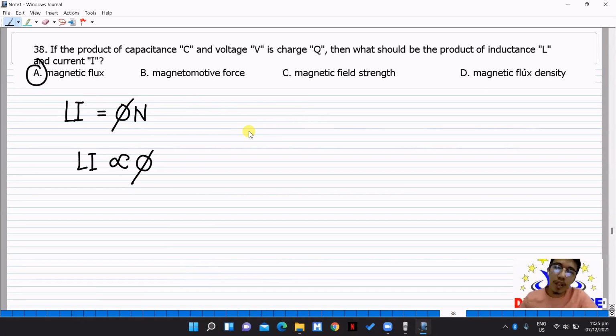Yung magnetic flux density kasi, this is your beta, tama? That is flux per unit area. Itong magnetic field strength, ano ba to? Yung F yata to? O H, tama, yung H. Iba na naman yung formula ng H natin. And magnetomotive force, MMF, ano ba tong MMF? Yung T natin, tama ba? Ampere turn naman to. Hindi rin pwede.